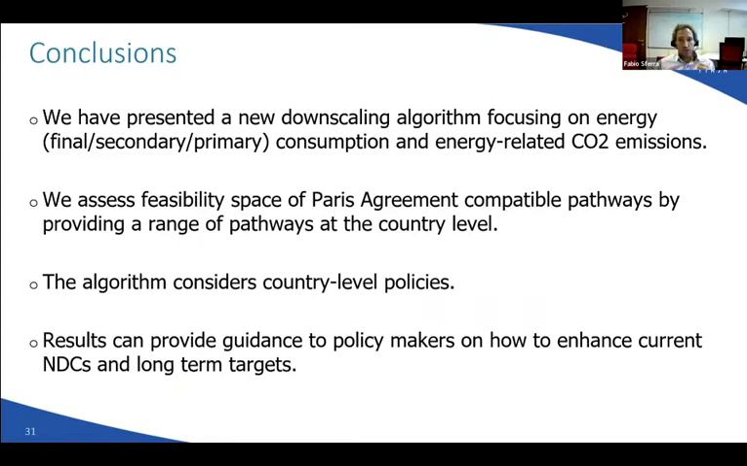We can change the convergence assumption, we can change the criteria that we use for the downscaling, and if we do that, we can really assess what is the feasibility space of low carbon emission pathways at the country level. Another feature of the downscaling algorithm is that we can also take into account policies, so not just the 2030 INDC target, but also the 2050 long-term century strategy, mid-century strategies.